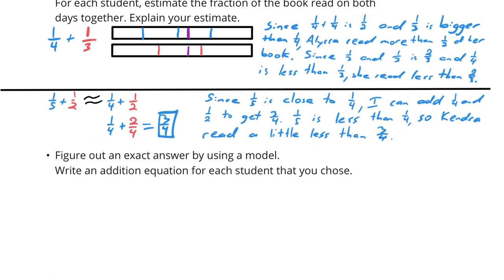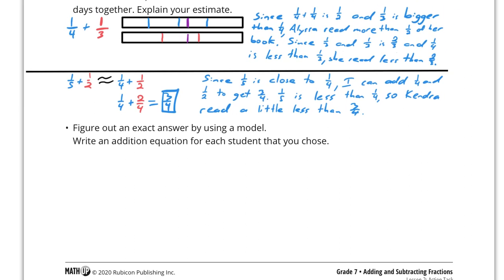Next it says we should figure out an exact answer by using a model. Write an addition question for each student that you chose. And the first one that we chose up here was Alyssa, and she read a fourth and a third. So let's make this model. We're going to make a shape here, and we're going to model 1/4 plus 1/3. The way that I'm going to do this is I'm going to split this shape into sections.